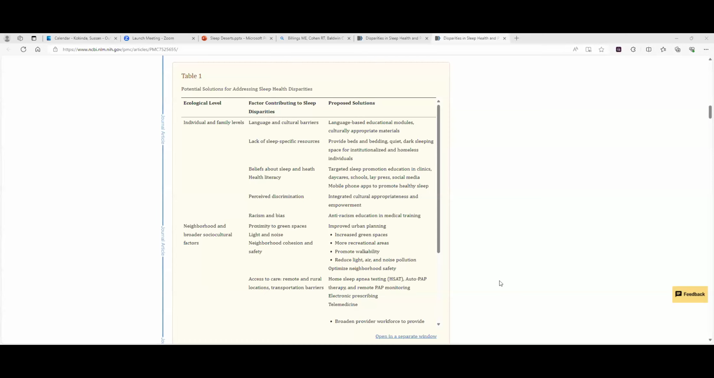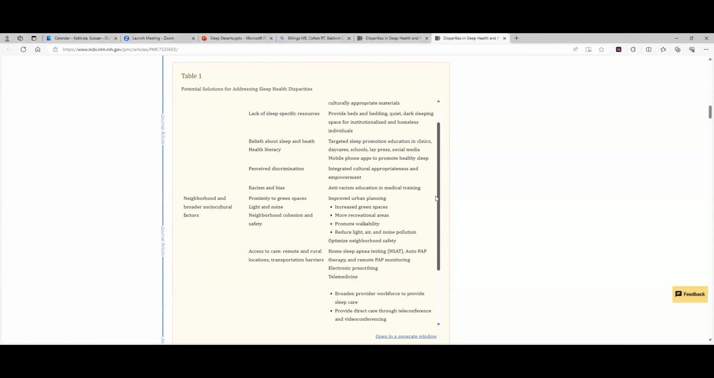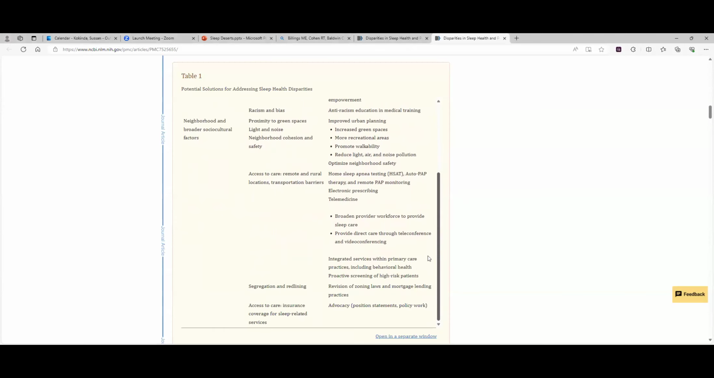Okay, so let me share this. I found the chart on some possible interventions. I don't know if you can see it here. There are different ways to go about it, at least as proposed in this one specific paper, and advocacy is one of them.